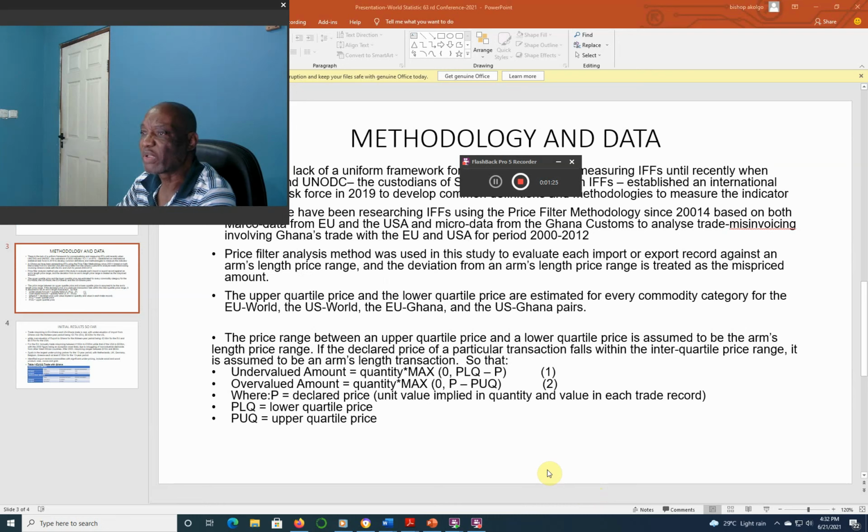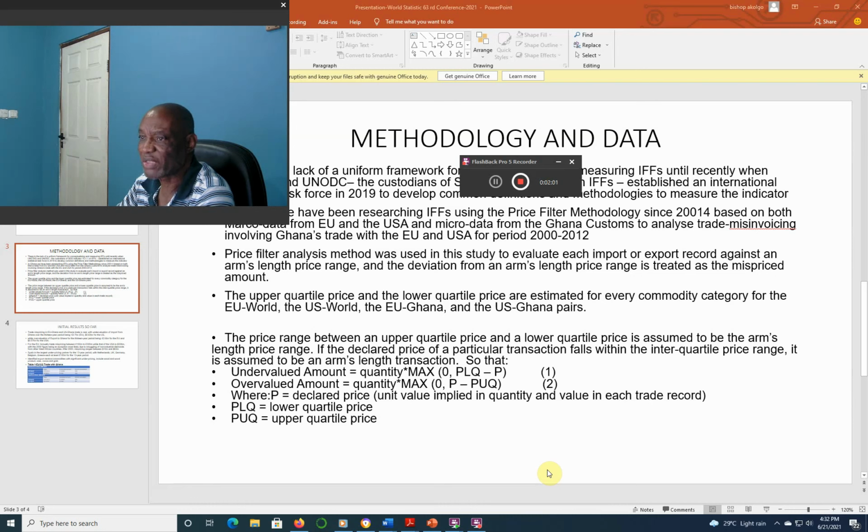There was a lack of a uniform framework for conceptualizing and measuring IFFs until recently, when UNCTAD and UNODC established an international task force in 2019 to develop comprehensive methodologies to measure indicator 16.4.1. Ghana has been researching illicit financial flows using the price filter methodology since 2014, based on both macro and micro data.